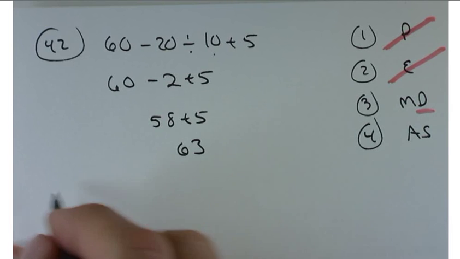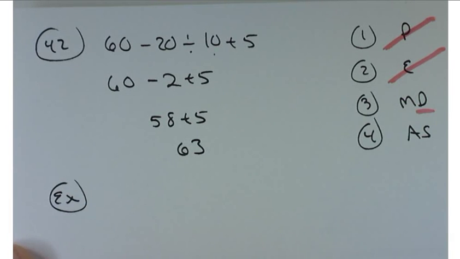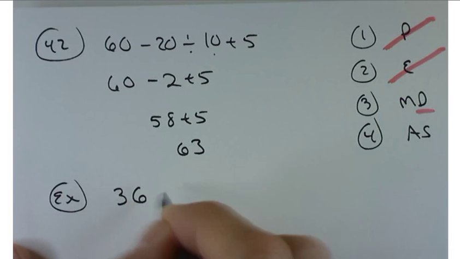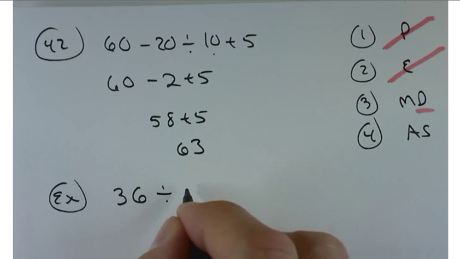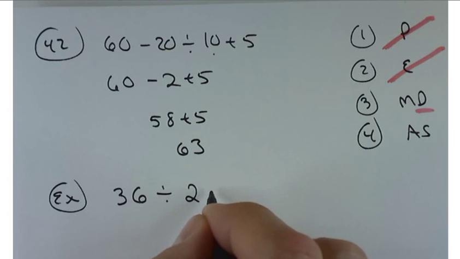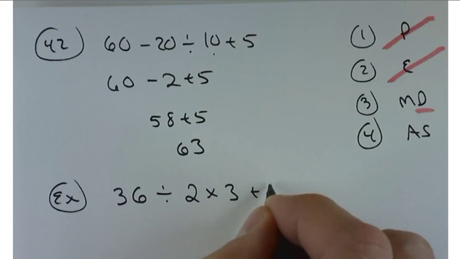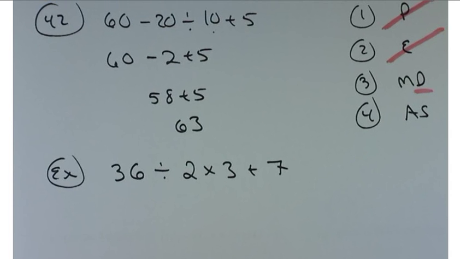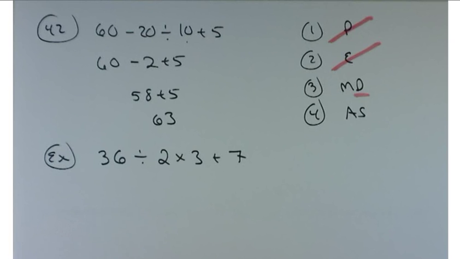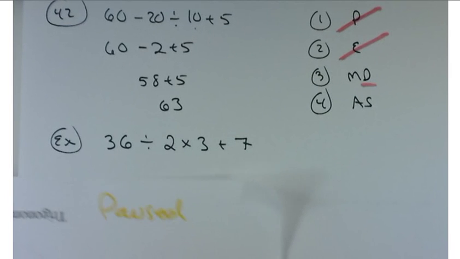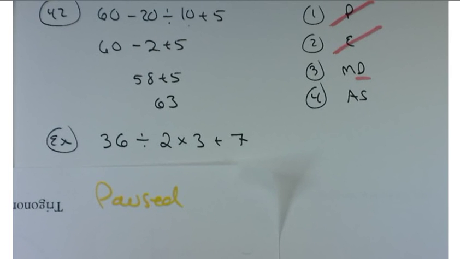Let me give you another one. This was my own example. 36 divided by 2 times 3 plus 7. So I'm just going to see how you do on that one. I'm not going to narrate this one at all. I'll let you do this one. No, just do it yourself, and we'll see what we come up with. And what I want you to do is I want you to compare to a neighbor and see how yours looks compared to your neighbor.